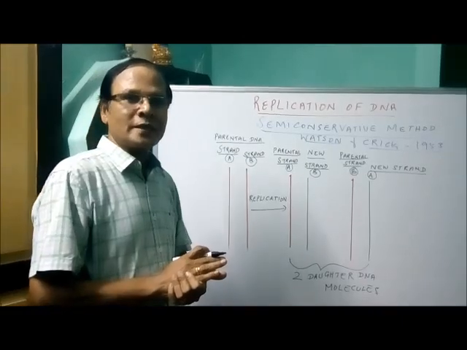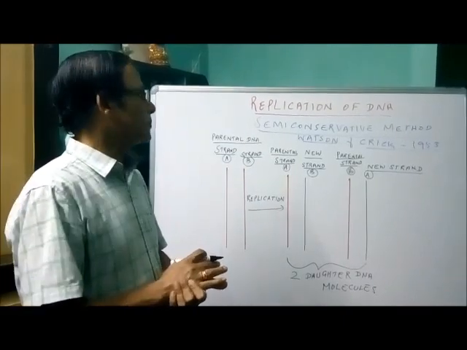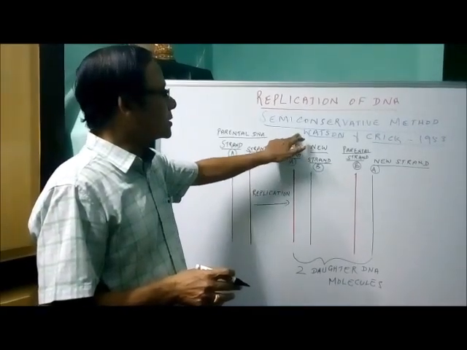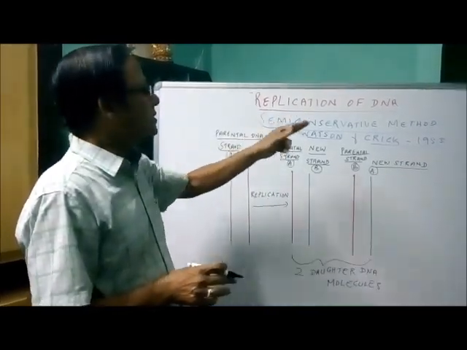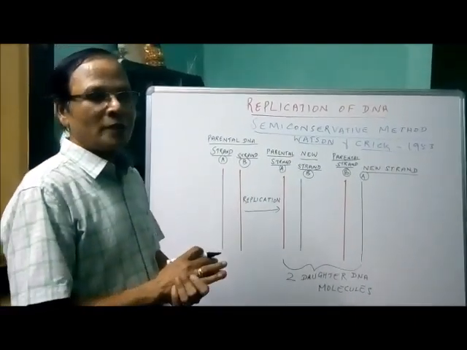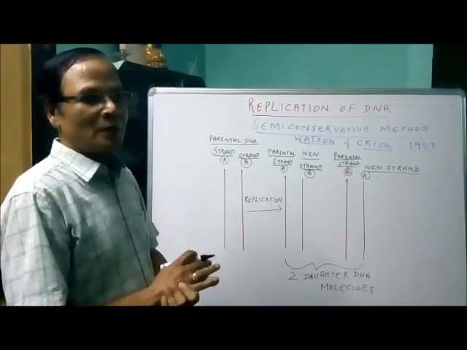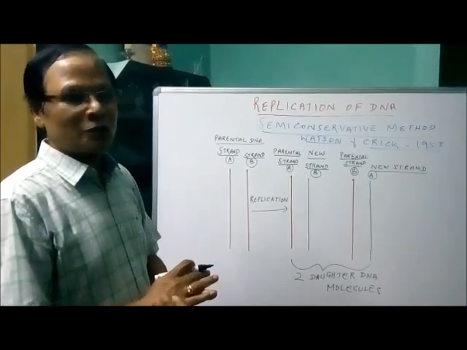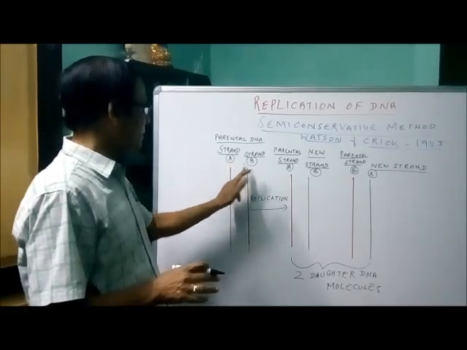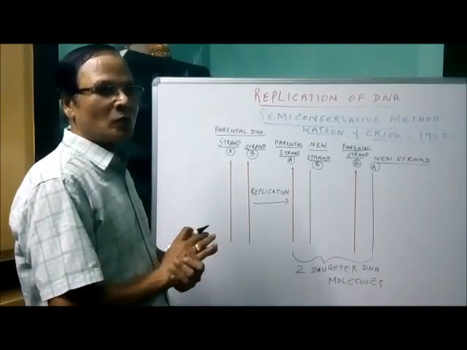Different mechanisms have been explained by different people. But the most important mechanism, explained by Watson and Crick in 1953, was the semi-conservative method. The other methods are the conservative method and the dispersive method. Now this is the semi-conservative method. What is the semi-conservative method of replication? Here I am taking the parental DNA, strand A and strand B, with the same colors. Each strand is acting as a template or model.